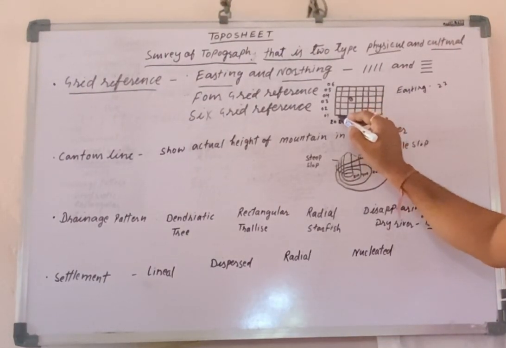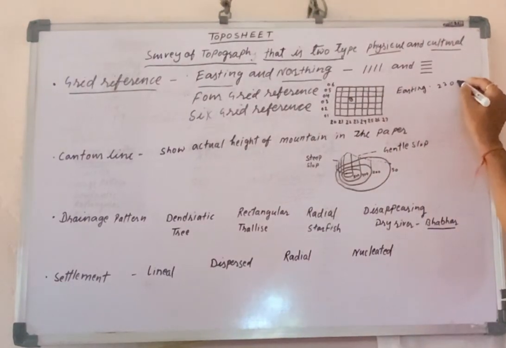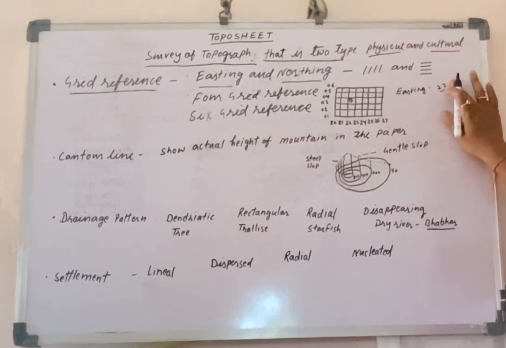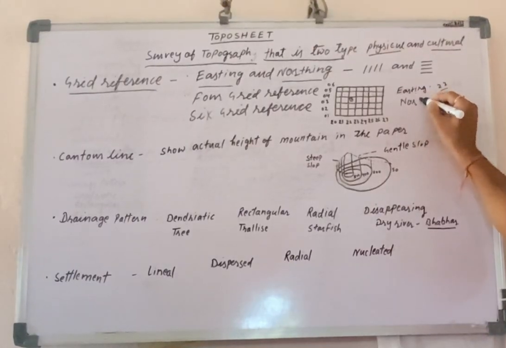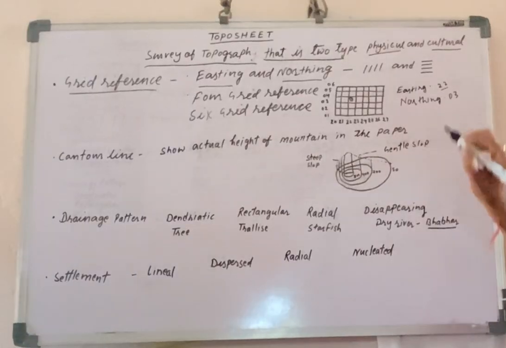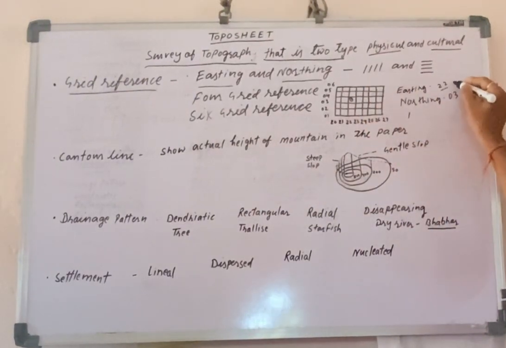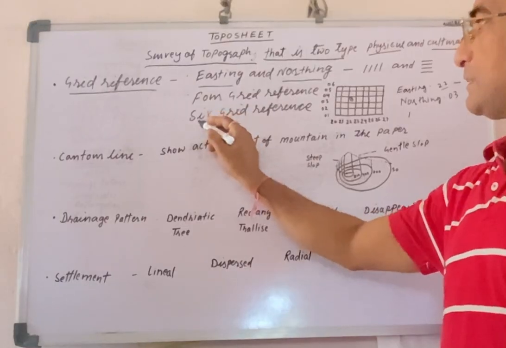Northing is 1, 2, 3, so it is 3. 22 is the easting and northing is 03. The 4 grid reference is 22 03. Now the 6 grid reference.